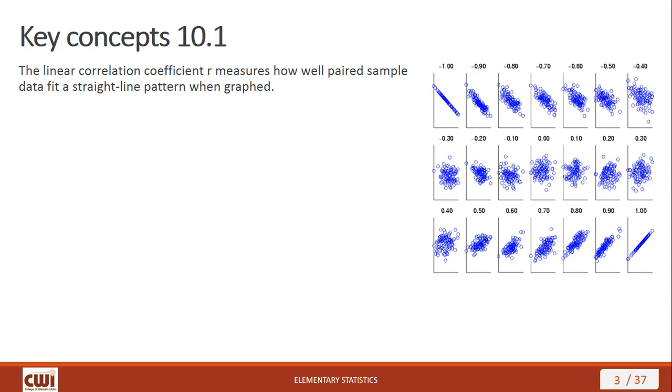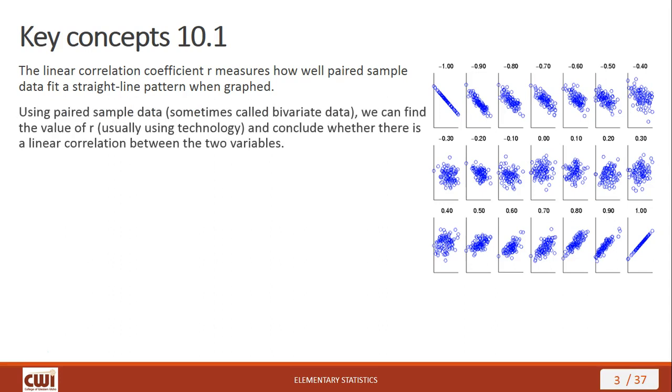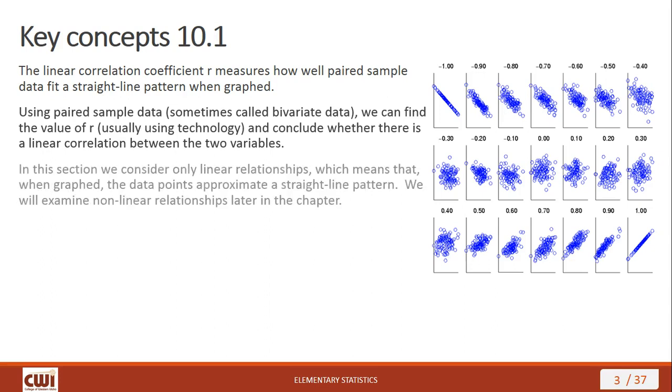It measures how well paired sample data fit a straight line pattern when you plot them on a graph. Now, sometimes when you use paired sample data and you find your value of r, you can then conclude whether there is a linear correlation between the two variables. Oftentimes we'll use technology to do this because calculating r the old school way by hand is pretty involved, but we will get into that a little bit to show you what it actually takes. And then you'll have an increased sense of gratitude for the fact that we live in the 21st century and we have access to technology that lets it calculate it for us.